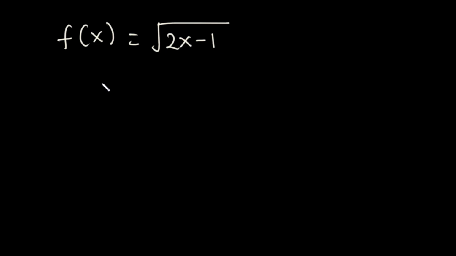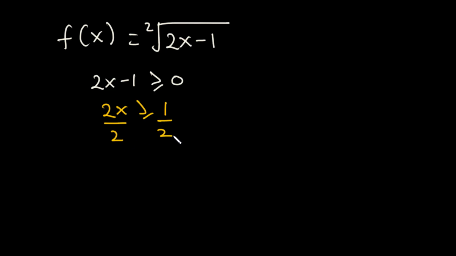Now, how do we find the domain of a function with a square root? So let's say we have a function f(x) = √(2x - 1). If the function has a square root or a radical with an even index, then we need to set what's inside to be greater than or equal to 0. So it's going to be 2x - 1 ≥ 0. Now we transpose -1 to the right-hand side so that we have 2x ≥ 1. We divide both sides of the equation by 2, and then we have x ≥ 1/2.